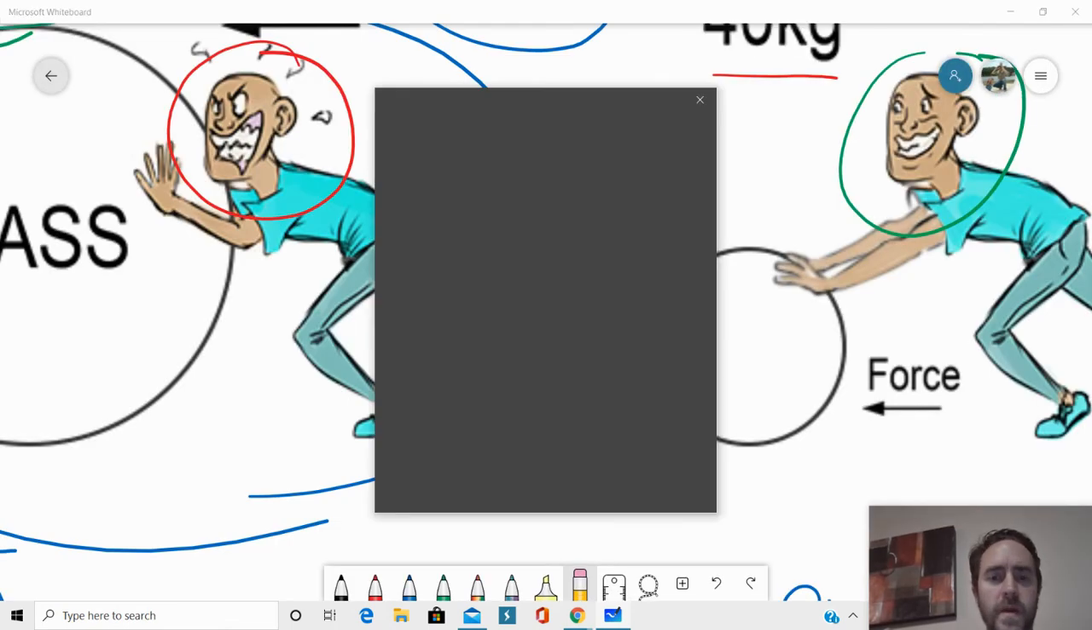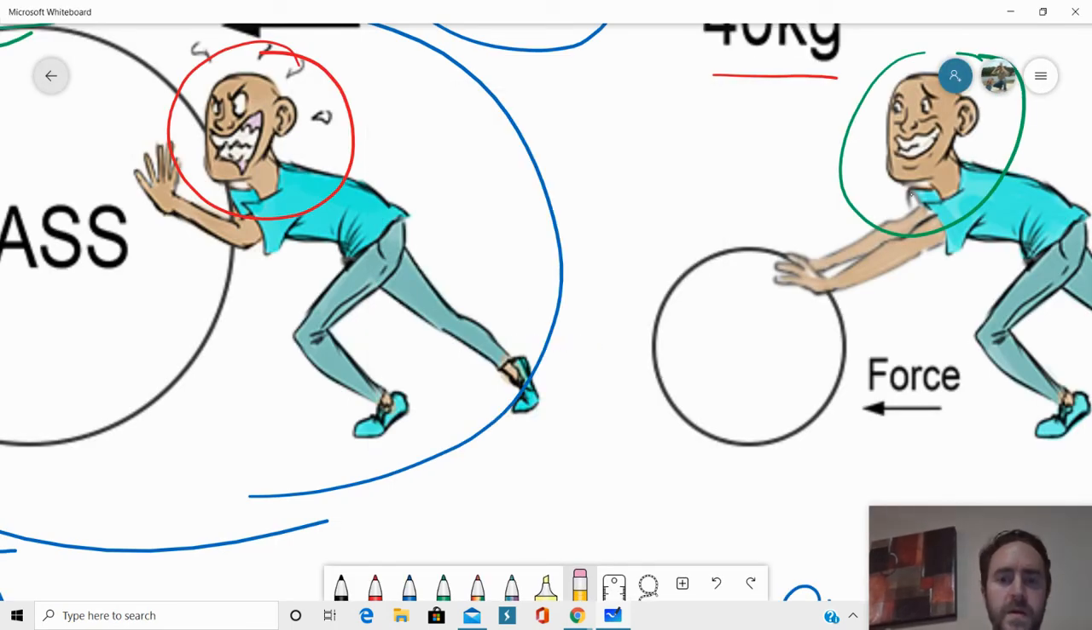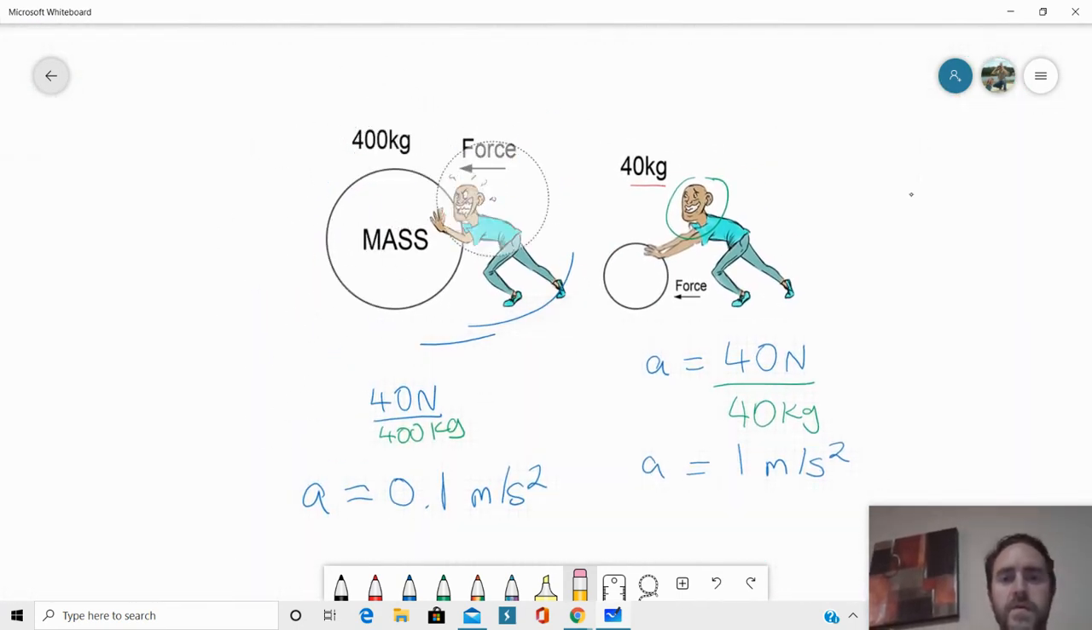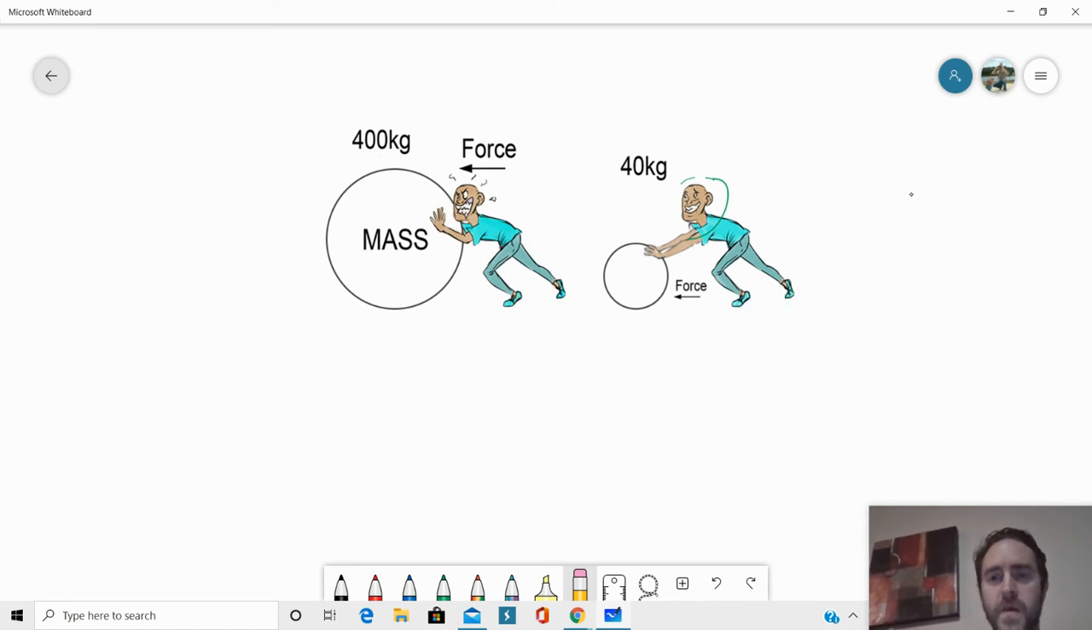Let's look at another one quickly. Oh, I just realized I was actually working on this one earlier. So I'm going to erase and we'll start from the beginning quick. Okay. We've got this guy and he has these two large balls that he's trying to move. And let's just say the first one we can see is 400 kilograms. That's its mass. The second one is 40 kilograms. That's that one's mass. For argument's sake, let's just say that the force is the same in each one.